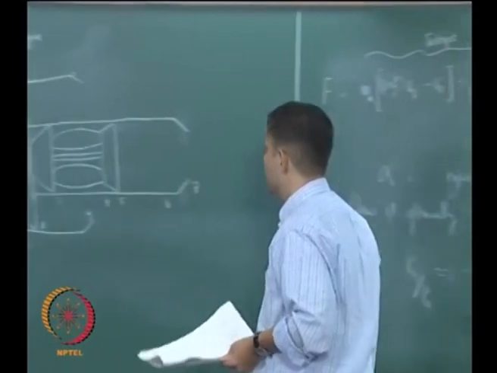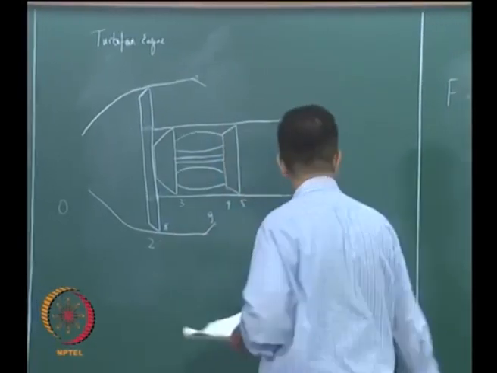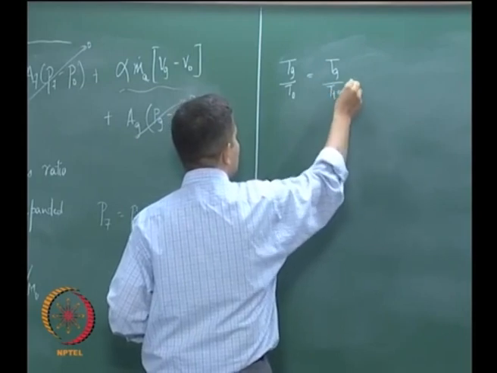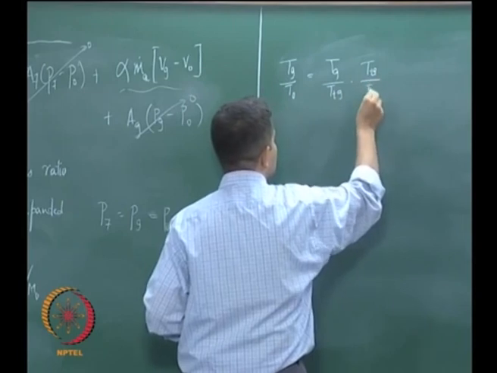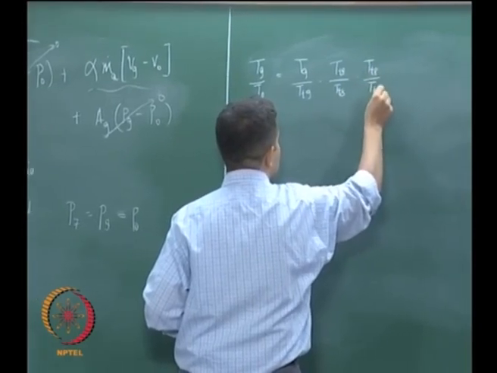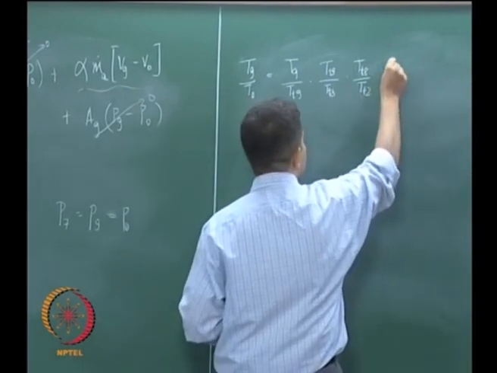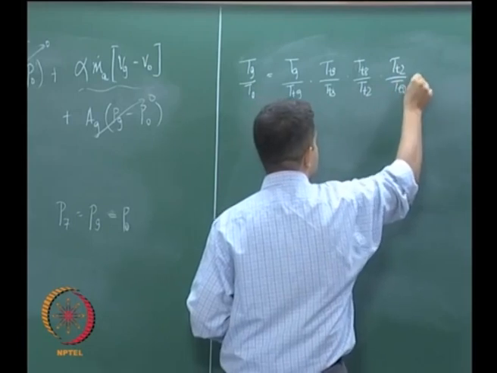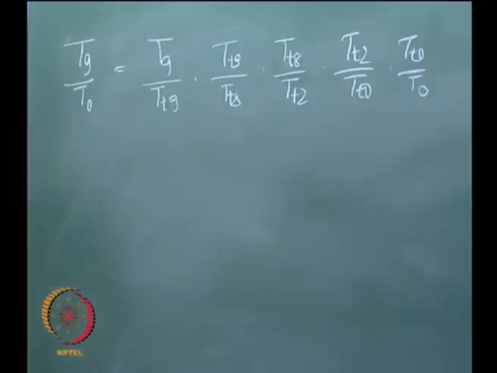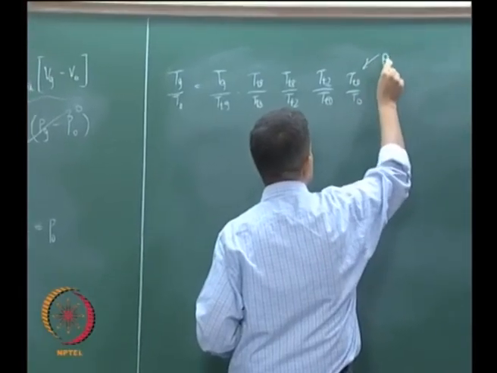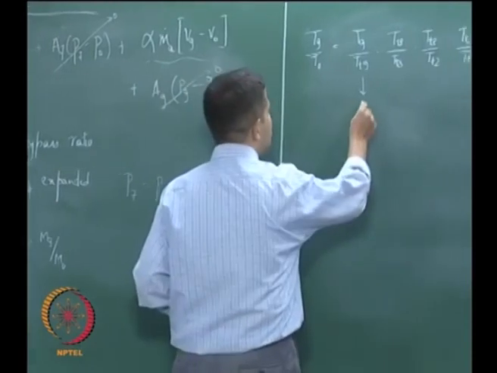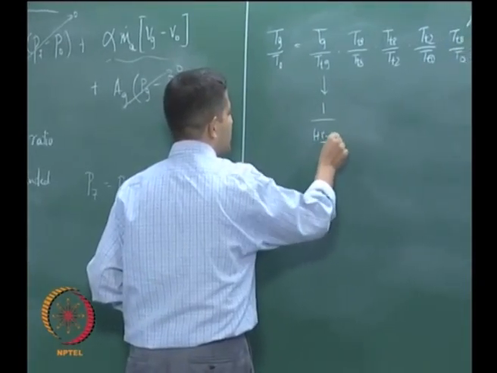So what is T9 by T naught? You have T9 by TT9, TT9 by TT8, okay. And now I know this quantity is theta naught, fine. This is ratio of static to stagnation conditions. So I will put this as 1 plus gamma minus 1 by 2 m9 square.